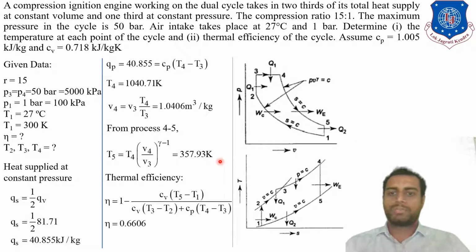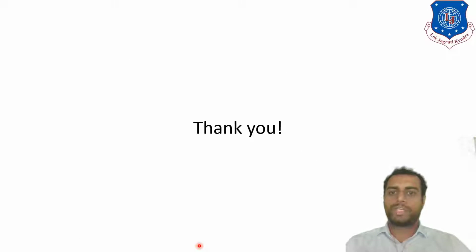Now thermal efficiency, you know that thermal efficiency is nothing but 1 minus heat rejected divided by heat supplied, right? So you can write down that equation, and from that the efficiency that we find is 0.6606 or 66.06%. So this is how you can deal with a numerical of the dual cycle. Today we are going to keep it up to this point.